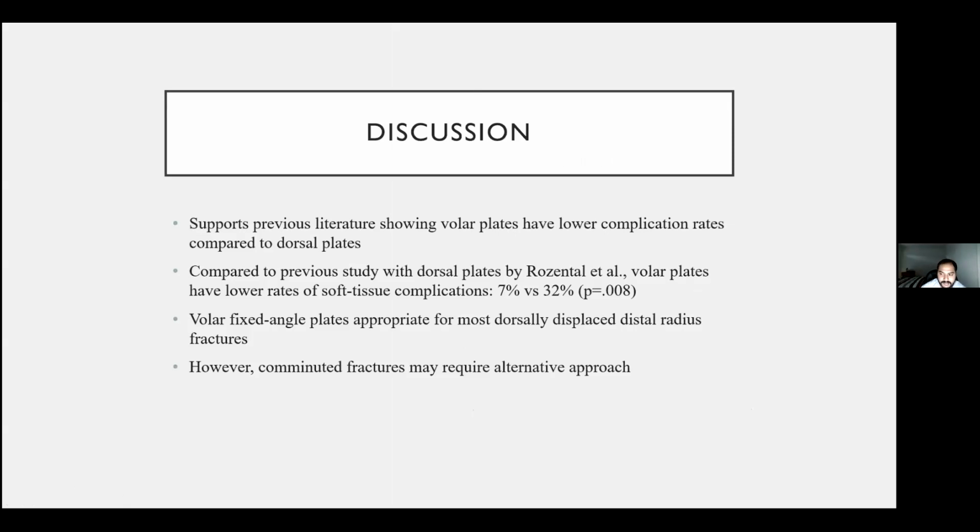So overall, the results of this study support previous literature around that time that was starting to show that volar plates do have lower complication rates compared to dorsal plates. And compared to a previous study on dorsal plates that Rosenthal et al. did, they found that volar plates had a lower rate of soft tissue complications specifically, at 7% versus 32% for dorsal plates. So overall, they found that volar plates are appropriate for most dorsally displaced distal radius fractures. However, comminution, especially along the dorsal aspect of the radius, may require some sort of alternative approach to fixing the fracture.